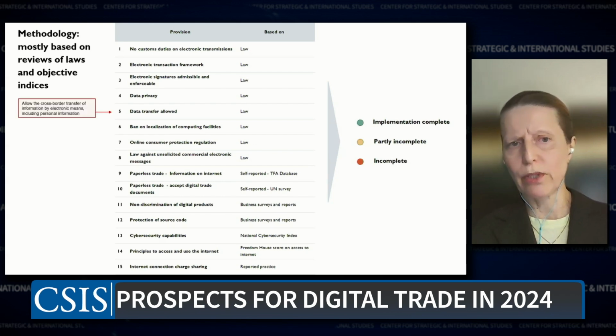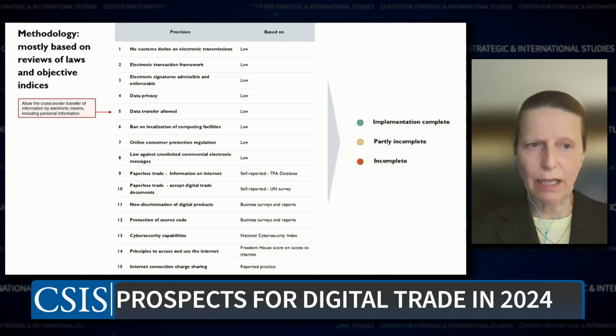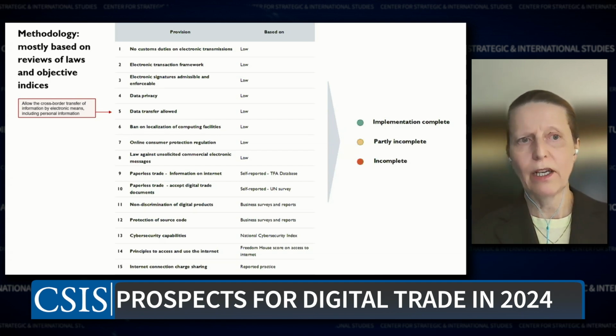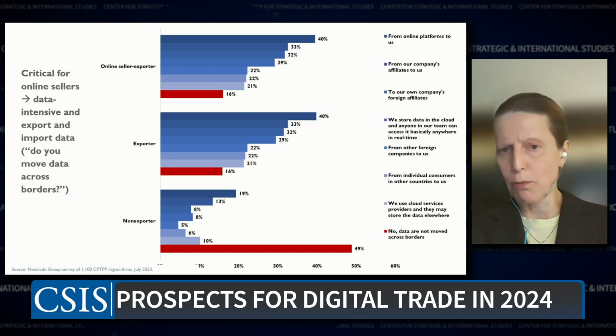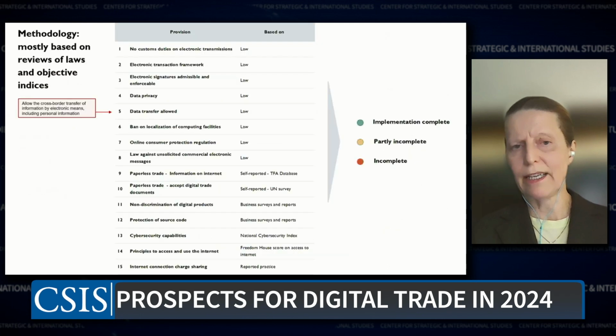And as we know, some of these provisions, like data transfer, so CPTPP, for instance, calls for cross-border data transfer, allowing that to happen. And why is this relevant? Companies, particularly companies that are selling online and exporting online, are constantly exporting and importing data across the region. So for businesses, these provisions are very critical. For companies that don't engage in trade, the movement of data across borders is a little bit less relevant, but still matters. It is really the online sellers and exporters that care about these rules.